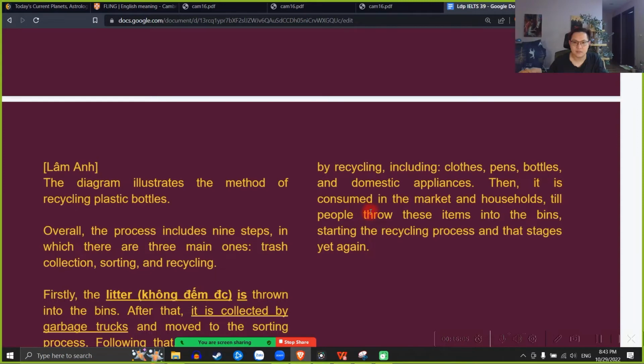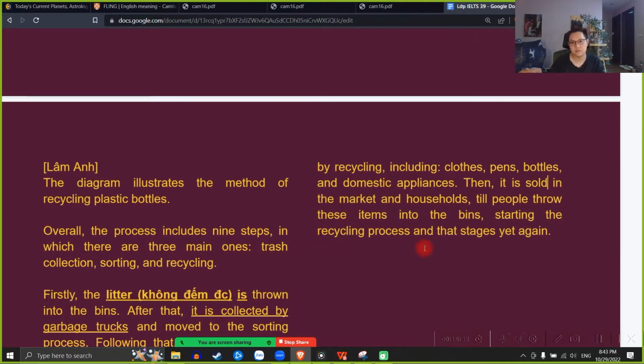Then it is consumed in the market. I think then it is sold in the market is better. Tốt hơn là nó nên nói là được bán trên thị trường, đúng không? Tại vì thị trường là liên quan chuyện buôn bán đồ, đúng không? Còn cái người tiêu dùng người ta mới sử dụng nó, mới consume nó. Because when you talk about market, it's selling of stuff, right? Selling and buying, right? So it's better to say then it is sold in the market.